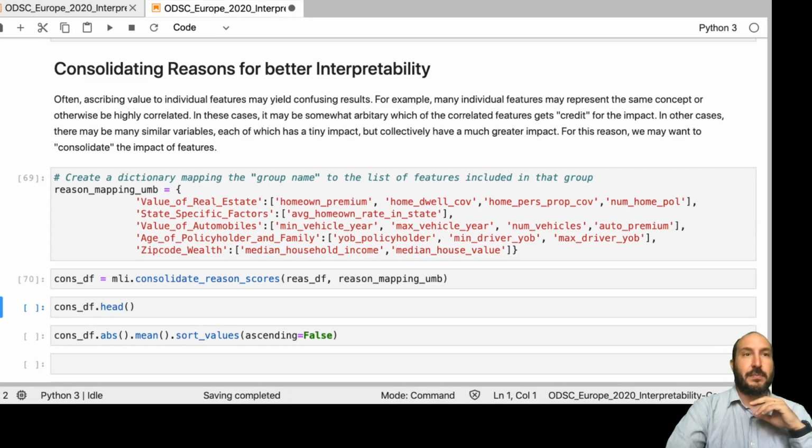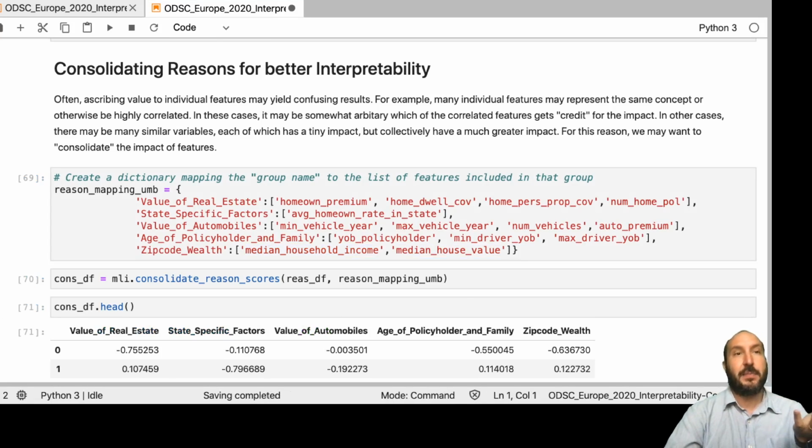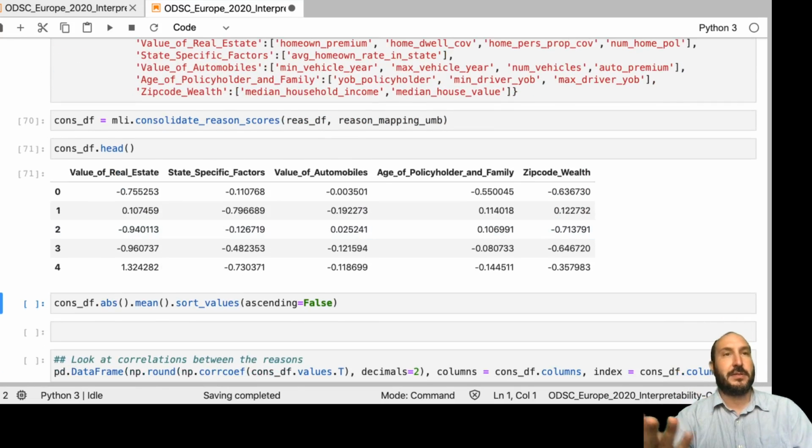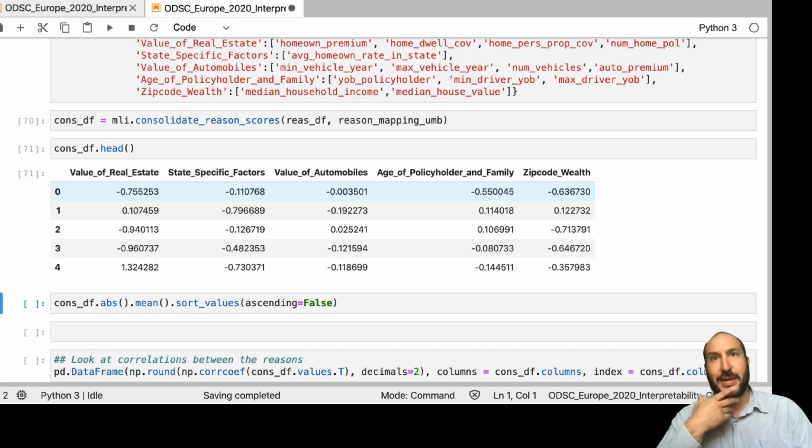So if I essentially just sum up the component reason scores into these groups, just aggregate them, I now get a much simpler set of reasons. And now when I take an individual, and so here's someone that we think is not likely to buy an umbrella policy, and if they say, why do you think they're not likely to buy an umbrella policy? You could say, well, they scored low for the value of their real estate. They scored low for the zip code they live in. They scored low for the age ranges of the policyholder and the family.